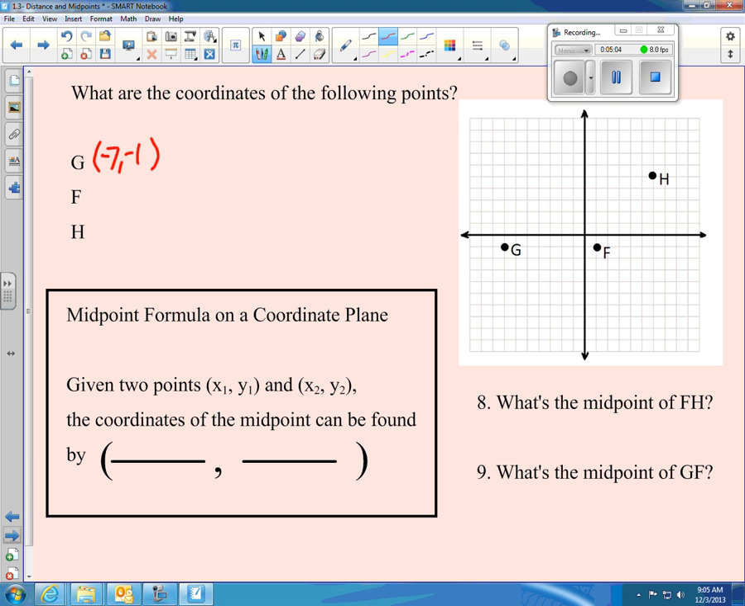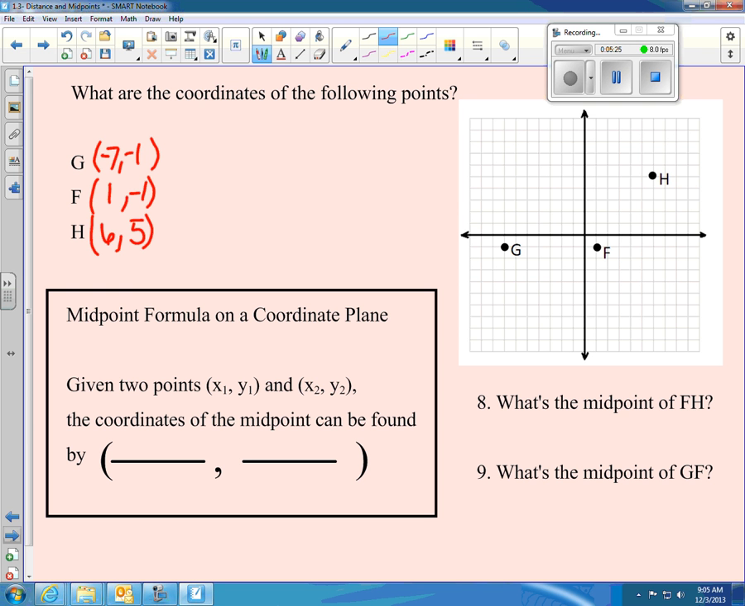All right, F, oh, that one is going to be a little easier for us. It's to the right 1 and down 1. And then last we have H. H is going to be over 1, 2, 3, 4, 5, 6. It's over 6, and it's going to be up 5 for us. All right, so we're going to use those ordered pairs here in the next few problems.